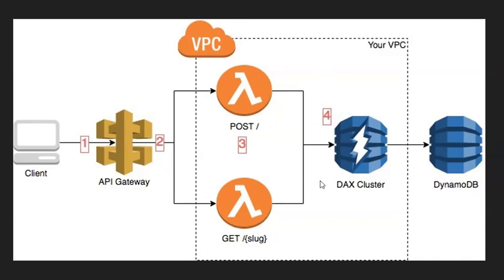So what is writing? Writing is nothing but posting some data into your DynamoDB. That is nothing but a POST request. So from the API Gateway, the request sent is either a read request, that is a GET request, or a POST request, that is a write request, and it will be sent first to DAX. Where is this DAX present? Under your VPC.